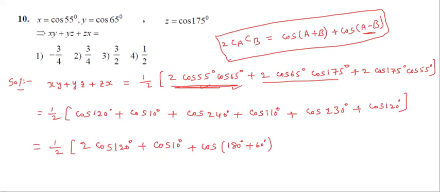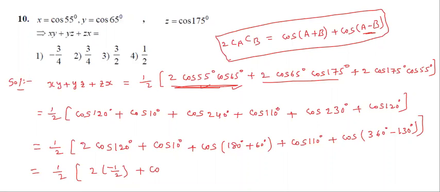Cos 110. How to write 110? Okay, let it be. We can write it the same way, no problem. 110 plus 230 degrees. 230, how to write? Tell me finally. 360 minus 130. 360 minus 130, that is 230, or not? Okay, finally 1 by 2, 2 into cos 120 minus 1 by 2 plus cos 10. Okay, cos 10 I will write later. That means next step.